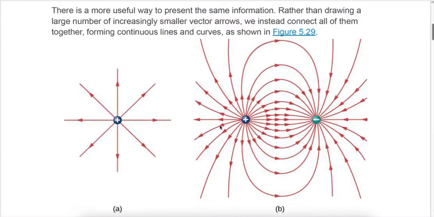And then when we have an electric field that's already established, if we place a charged particle in an electric field, positive charges will move in the direction of flow, and negative charges will move against the direction of flow.